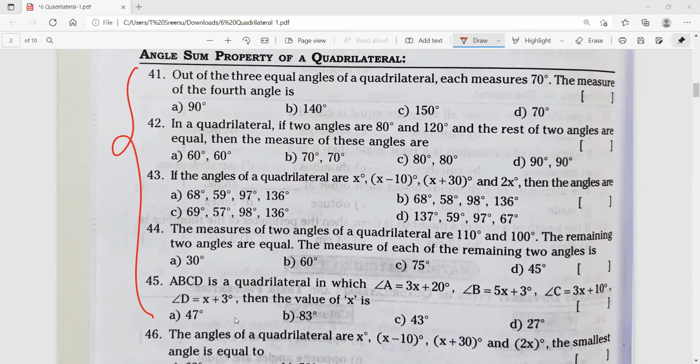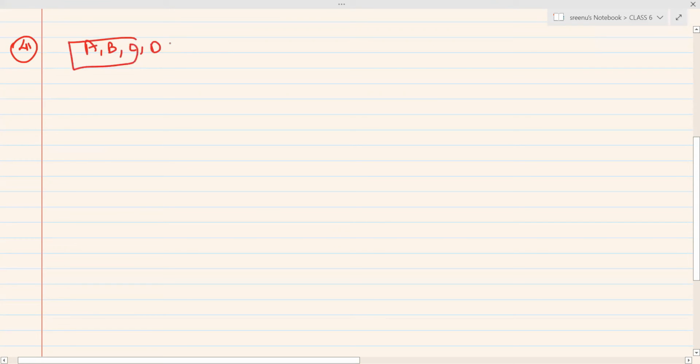First, 41. Out of three equal angles of a quadrilateral, each measures 70. Find the measure of the fourth angle. So there are three equal angles. I will open the board. Question number 41. The three equal angles are 70. So let us take A, B, C, D. In that, A, B, C are equal. A is equal to B is equal to C, which is x, which is 70.